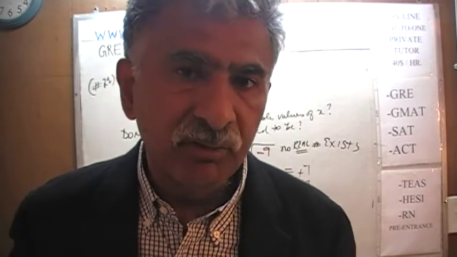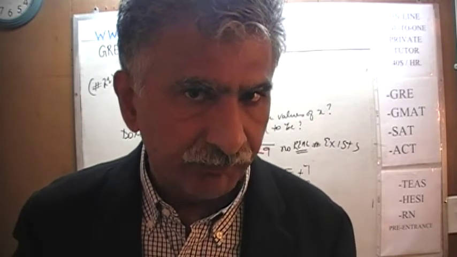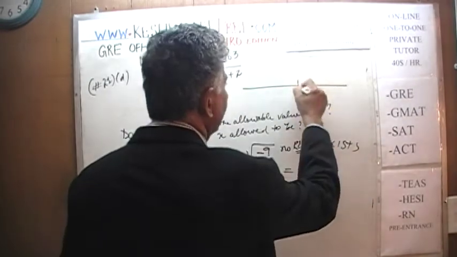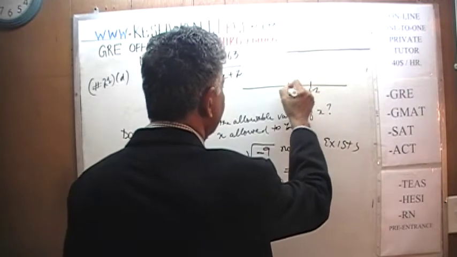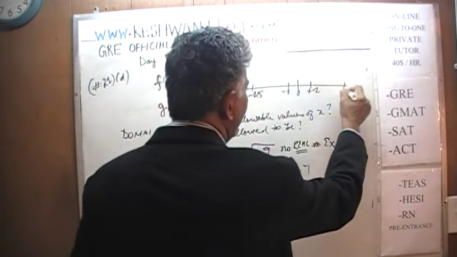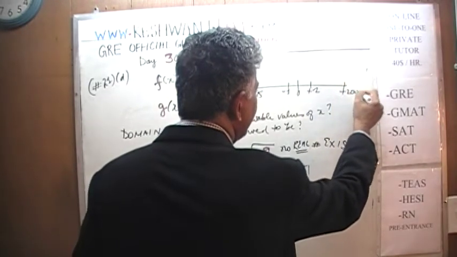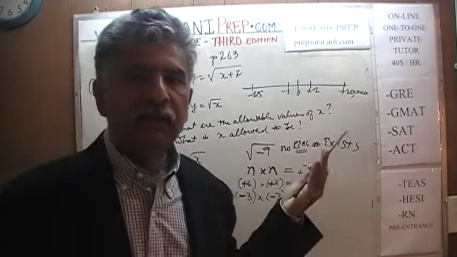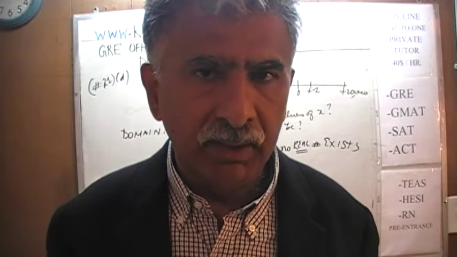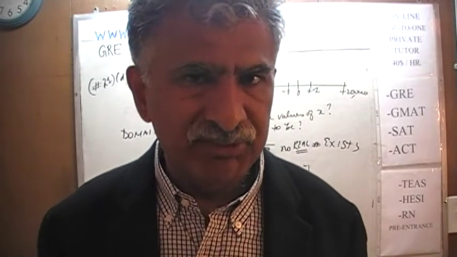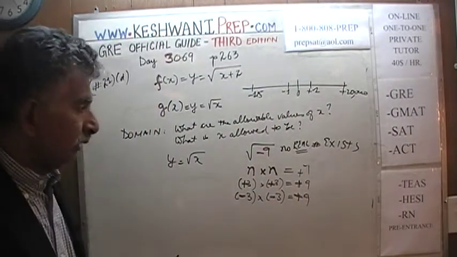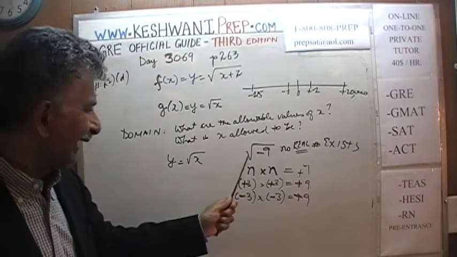What's the definition of real number? Do you know how to define real numbers? A real number is anything that appears on the number line. There's a zero, there's positive one, there's negative one, there's 0.1, there's a quarter, there's negative 15, there's positive 20,000. Anything that appears on the number line is a real number. And if it doesn't appear on the number line, it's not a real number. It's what is known as an imaginary number. We won't worry about it. So we cannot take a square root of a negative number. No real number exists. There is no answer here.